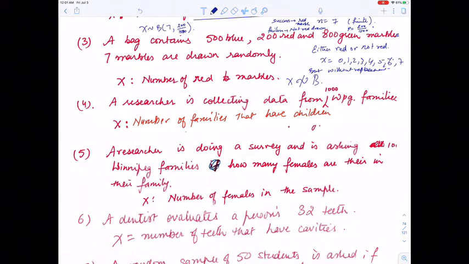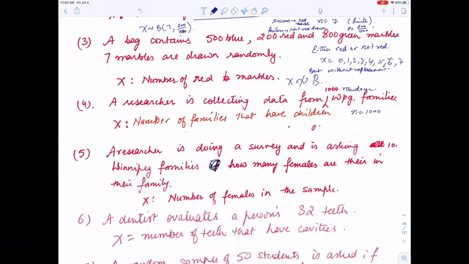Again, pause the video, try this first, and then check the solution. A researcher is collecting data from 1,000 Binomial families. X is the number of families that have children. The question the researcher is asking each family is, are there children in your family or not? Either there are or there are not. So only 2 possible outcomes, right? n is equal to 1,000. These are 1,000 random families, let's say.